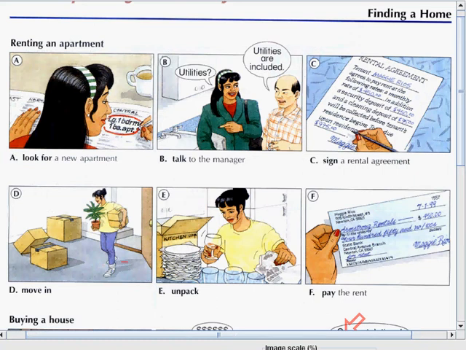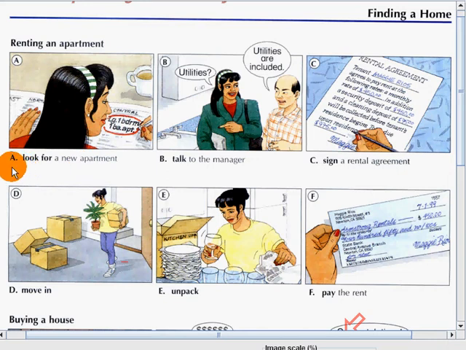Now, after knowing the places where we can live, it's time to find a home. Our topic is about finding a home. There are certain steps when you want to rent an apartment. If you are looking for a new apartment, this is what you're going to do.